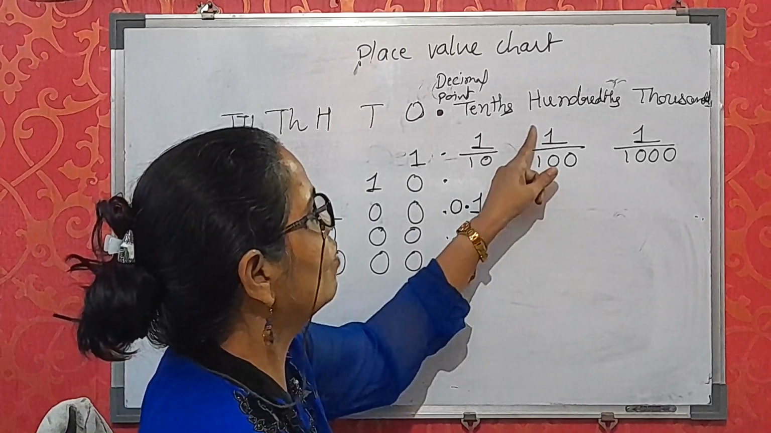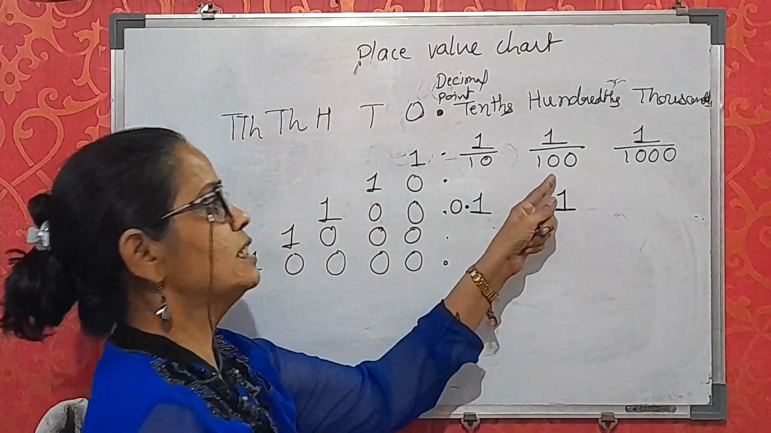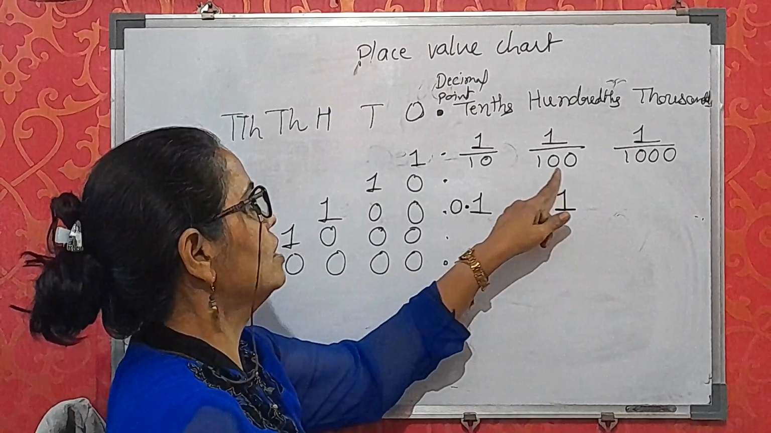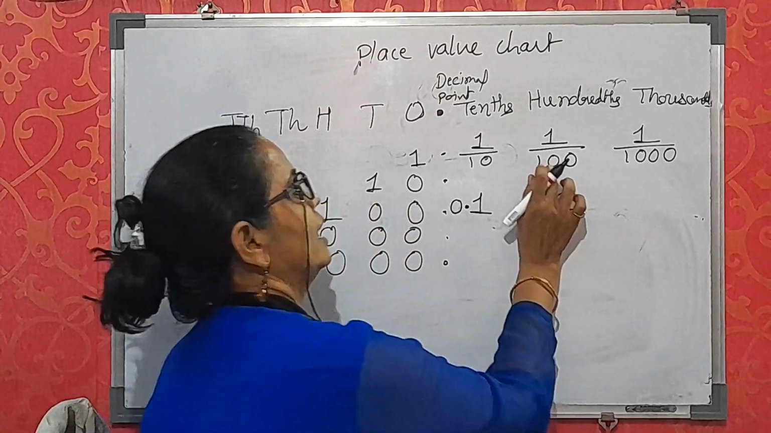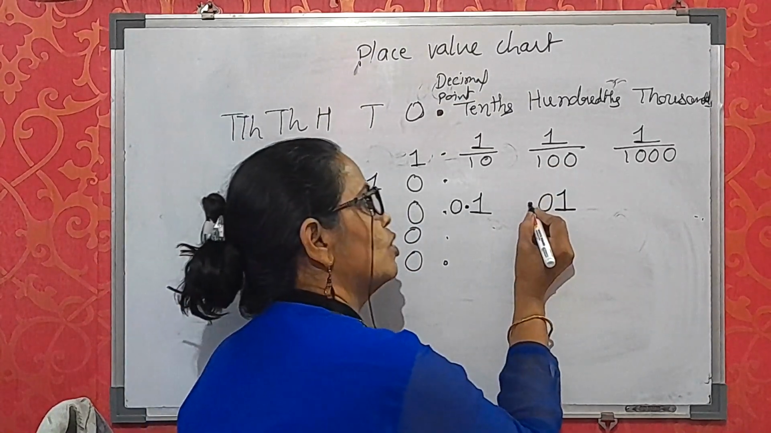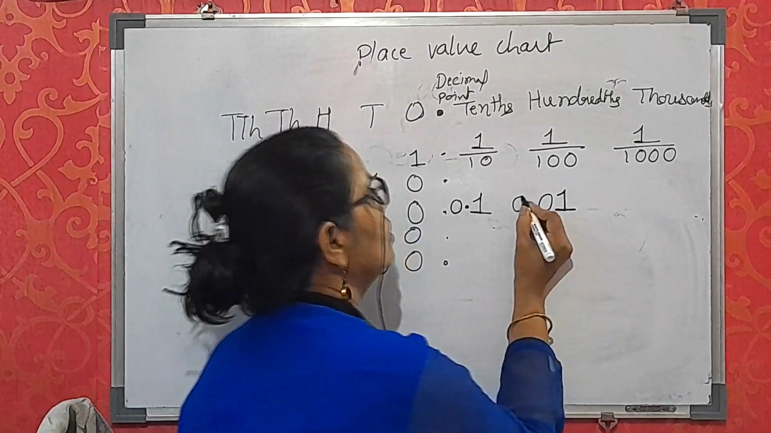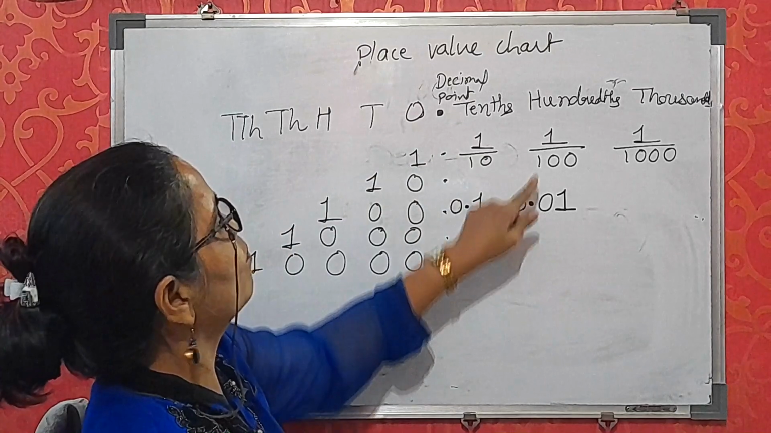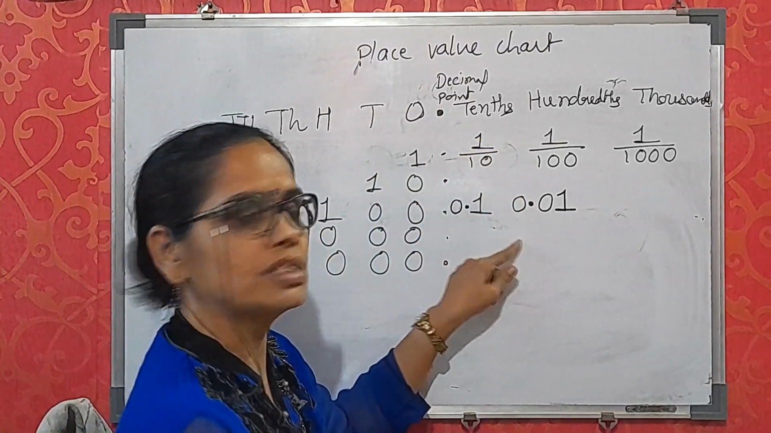Now look here, 1 upon 100. So put 1. Now how many zeros are there? 2. So 1, 2 digits, and no number for the first one, so put 0. Then 2 zeros means 2 digits. Before the 2 digits you have to put the decimal point. And there is no whole number, so put 0. So the decimal form of the fraction 1 upon 100 is 0.01.